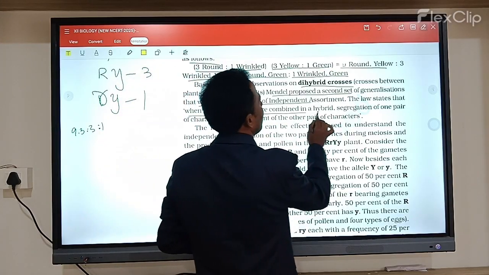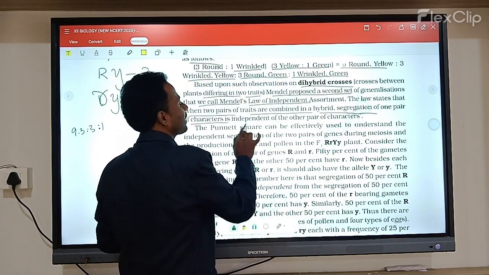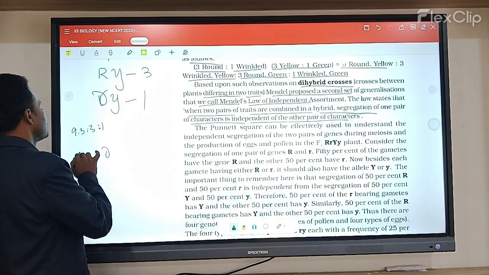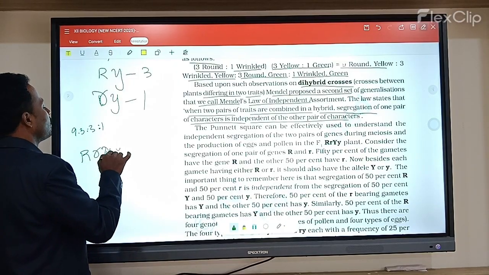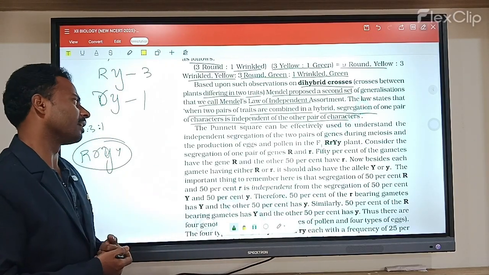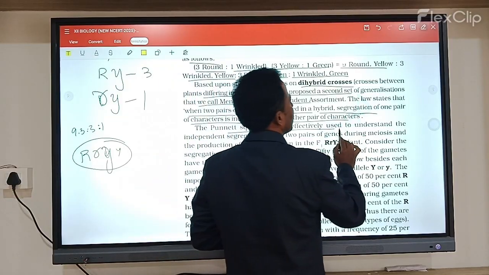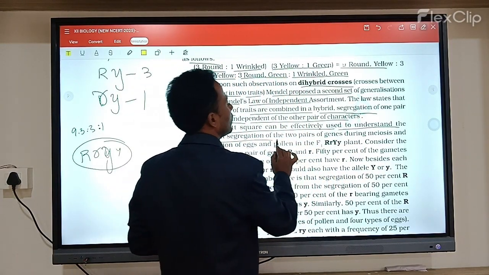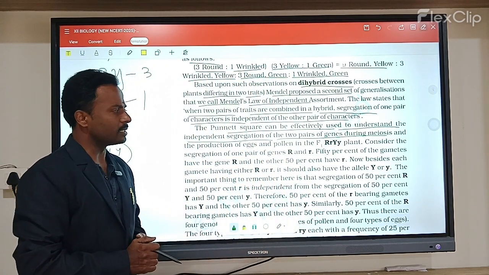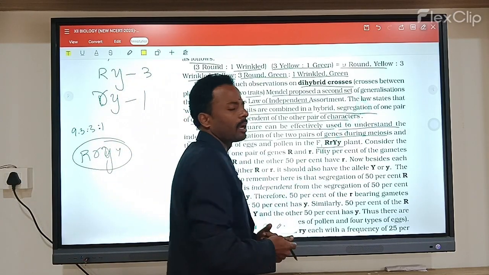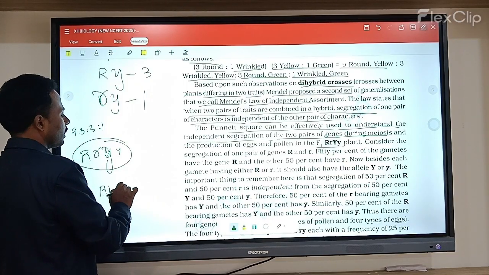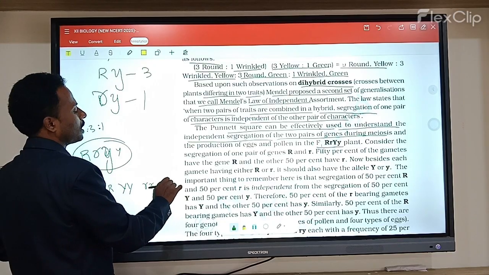The law states that when two pairs of traits are combined in a hybrid, the segregation of one pair of characters is independent of the other pair. So when characters are crossed, for example, capital R, small r, capital Y, small y, these characters assort independently. The Punnett square can be used effectively to understand the independent segregation of the two pairs of genes during meiosis in the production of egg and pollen in the F1 generation, which is capital R small r, capital Y small y.